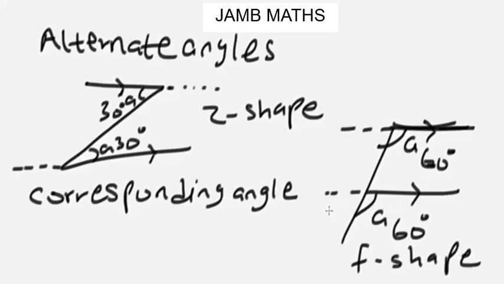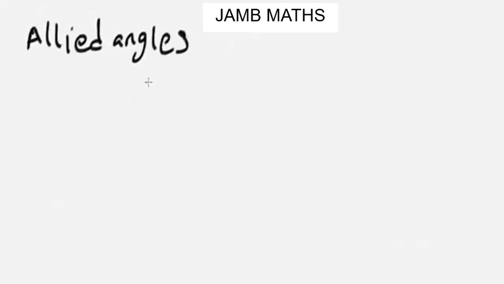Now let's wipe this and look at the last type of angle I have for this video, which is known as allied angles. Note that allied angles add up to 180 degrees. They are found in a C or U shape.